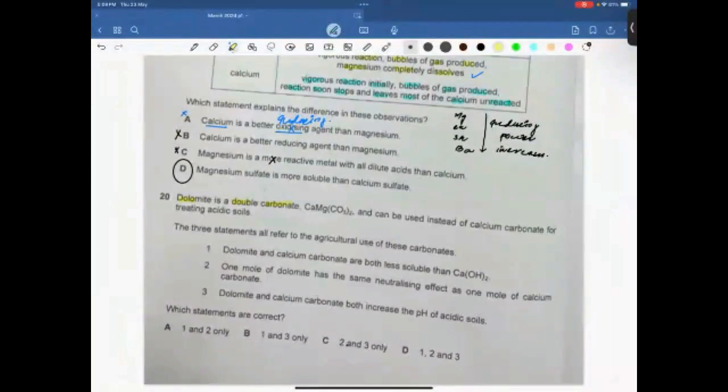Dolomite is a double carbonate, calcium magnesium carbonate, and can be used instead of calcium carbonate for treating acidic soil. The three statements all refer to the agricultural use of these carbonates. Dolomite and calcium carbonate are both less soluble than calcium hydroxide. That's a right statement because carbonates of calcium and magnesium are insoluble in water, whereas calcium hydroxide is an alkali, which is water soluble.